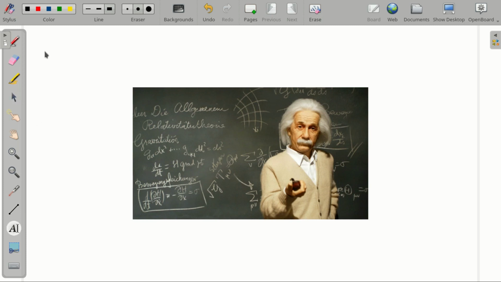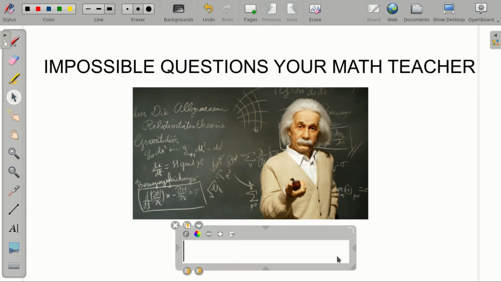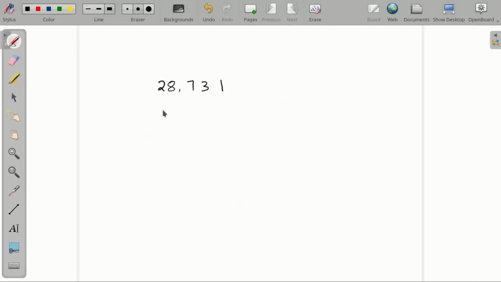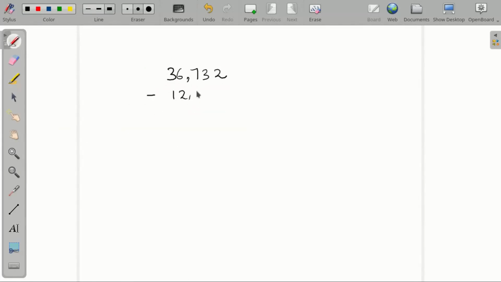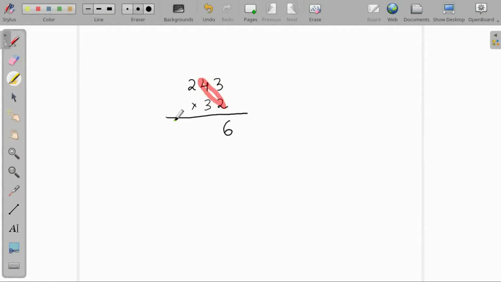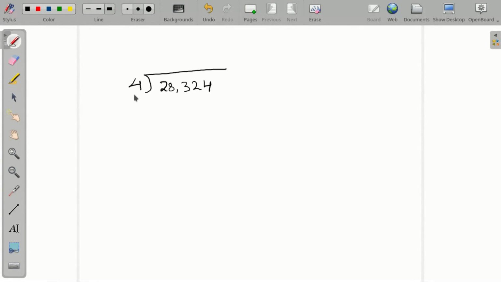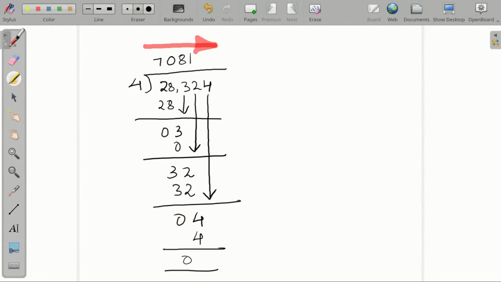In this series of videos, let's solve some impossible questions that your math teacher may or may not know the solutions to. Part 1. When you add two numbers, you always start from the right hand side and go towards the left. When you're subtracting two numbers, you start from the right hand side and go towards the left. When you multiply two numbers, you start from the right hand side and go towards the left. But when you're dividing two numbers, you start from the left and go towards the right. Have you ever wondered why?